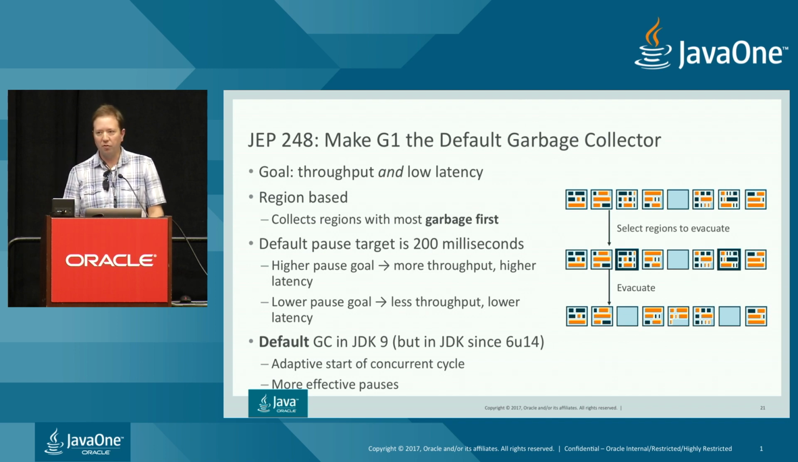So the name comes from the fact that it's taking the garbage first, as if, the regions with the most garbage first. The default pause time target for G1 is 200 milliseconds, but this can be tuned. So if you want more throughput, for example, and can tolerate more pause times, then you can tune it one way. Or if you want low pause times, but you can tolerate some throughput overhead, then you can tune it the other way. As I mentioned, G1 has been in the JDK for a while.